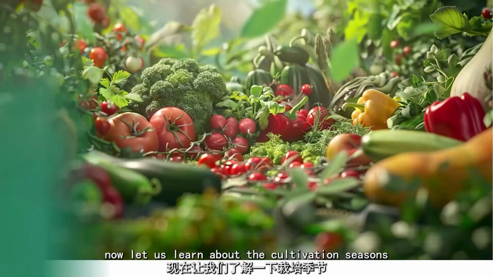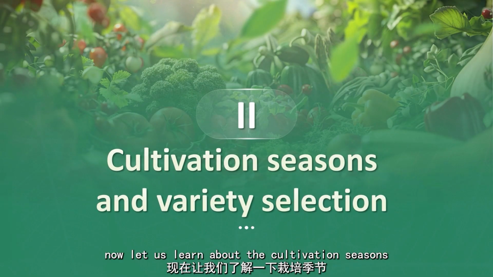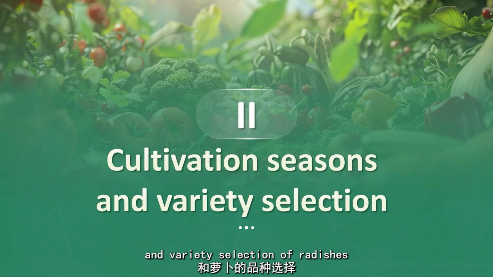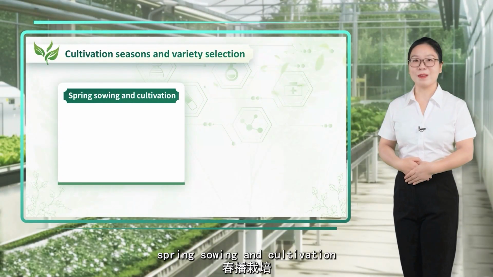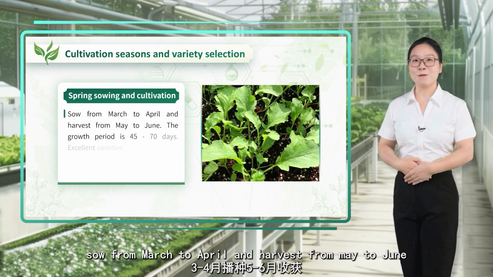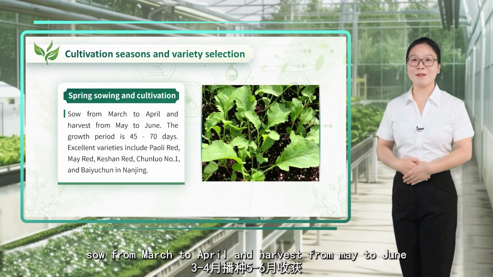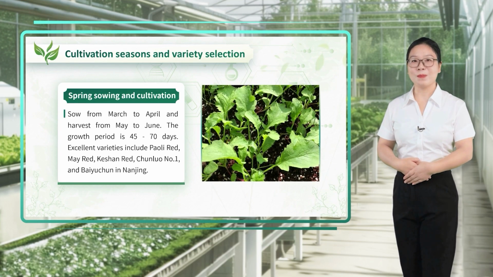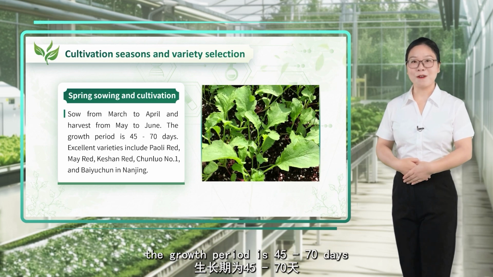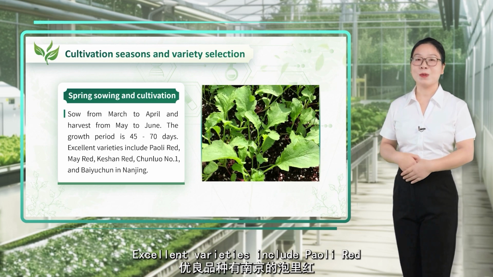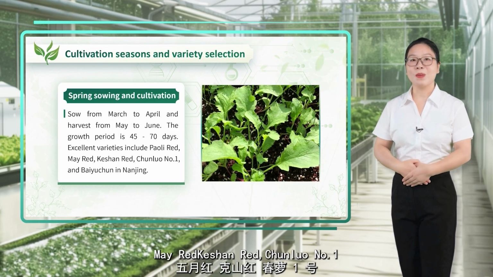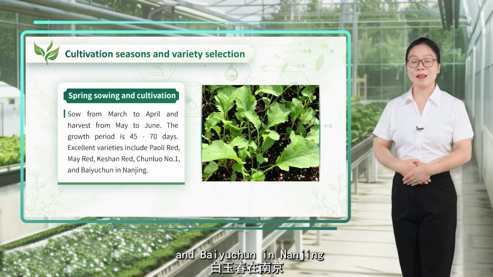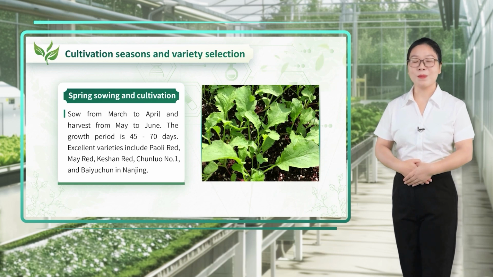Now let us learn about the cultivation seasons and variety selection of radishes. Spring sowing and cultivation. Sow from March to April and harvest from May to June. The growth period is 45-70 days. Excellent varieties include Paoli Red, May Red, Keshan Red, Chunwa No. 1, and Baiyujian in Nanjing.